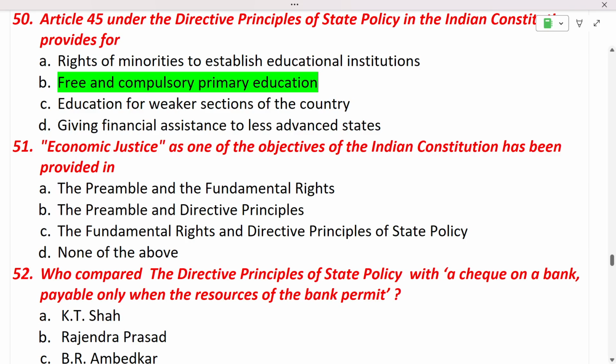Question number 51. Economic justice as one of the objectives of the Indian Constitution has been provided in option A, the preamble and the fundamental rights, option B, the preamble and directive principles, option C, the fundamental rights and directive principles of state policy, option D, none of the above. So the answer is option A.